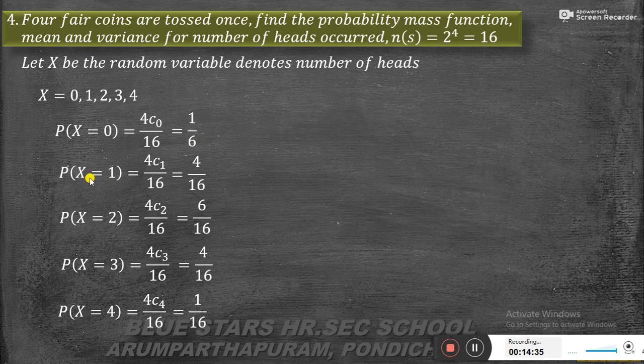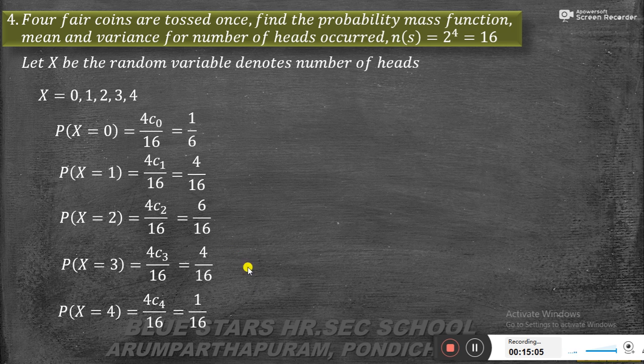Next, probability of x equal to 1 means 1 head, so 4C1 by 16, which is 4 by 16. Next, probability of x equal to 2 means 2 heads, 4C2 by 16. 4C2 means 4 into 3 by 2 into 1, that means 6, so 6 by 16.